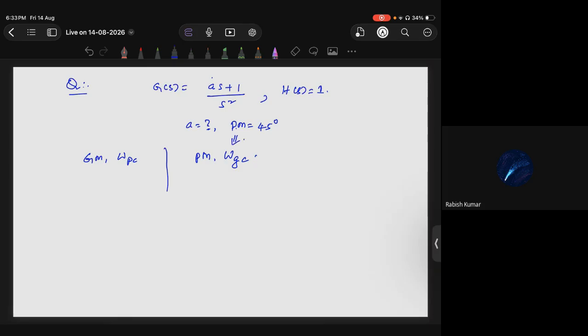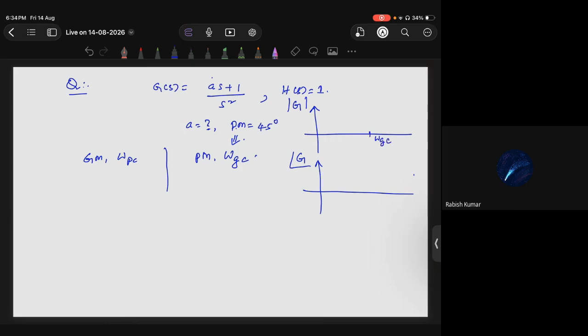First you need to get the gain crossover frequency. Why? Because you will calculate the phase margin using the gain crossover frequency. What I mean to say is, you have the magnitude plot, and you have the phase plot. You will find the phase margin in the phase plot, and for that you require this gain crossover frequency.